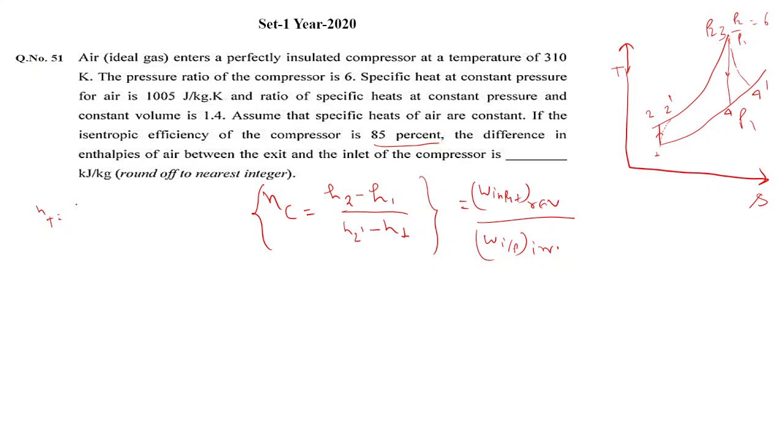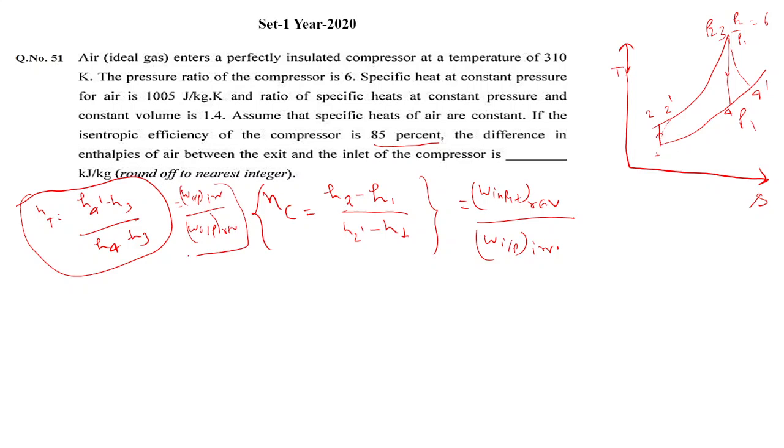So what would be the formula here? H3 minus H4 dash by H3 minus H4, right? Simply because if it would be reversible, you would be getting more work. If irreversible, you will be getting less work. So W output by irreversible by the W output by reversible, right?